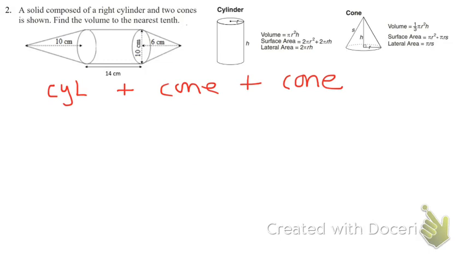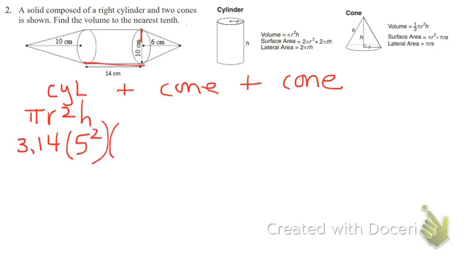Okay? The cylinder is pi r squared h. So that's going to be 3.14 times the radius, which is 5 squared, times the height of just the cylinder, which is 14. I'm going to go ahead and figure that out. 5 squared is 25, so it's 25 times 14 times 3.14, which is 1,099 for the cylinder.